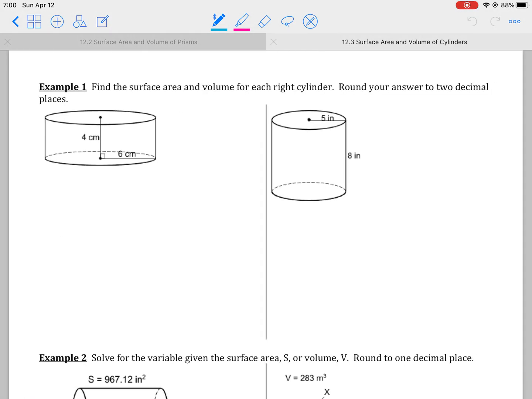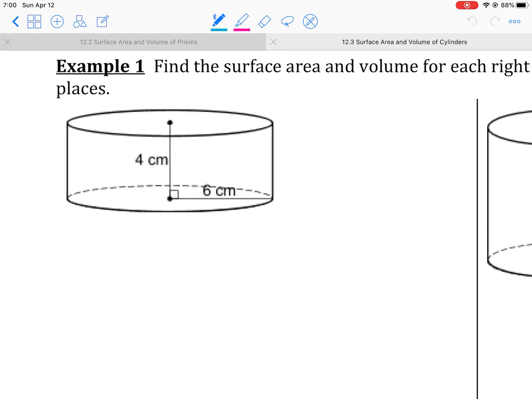Let's jump right in and start finding surface area and volume. In this first cylinder, the height is 4 centimeters and the radius is 6 centimeters. I know that the base is the circle. What I like to do a lot is my pre-work, because the base shows up in both formulas. So if I'm going to find the area of the base, that's a circle, so it's pi r squared. I'm going to plug in my radius.